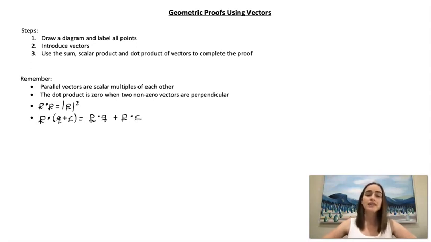And the fourth one is that the dot product is distributive. So if we have the dot product of P with Q plus R, then that's the same thing as doing the dot product of P and Q plus the dot product of P and R. So let's have a look at some examples.